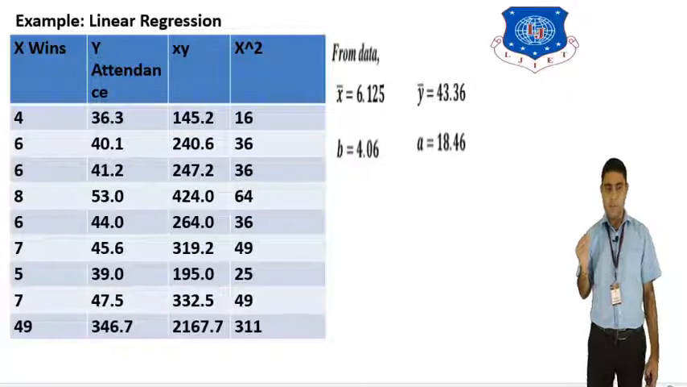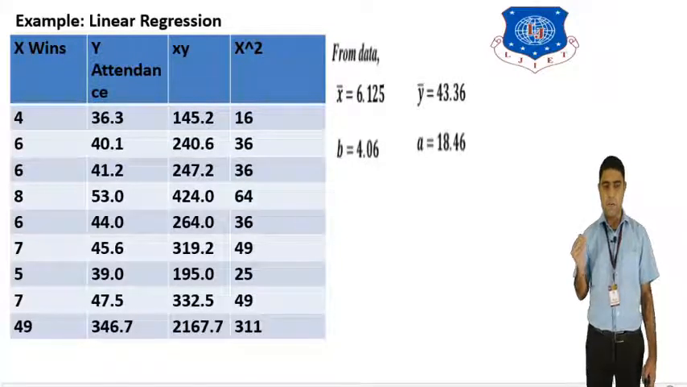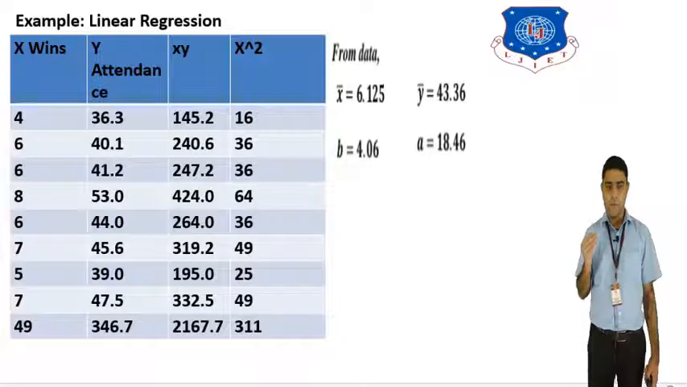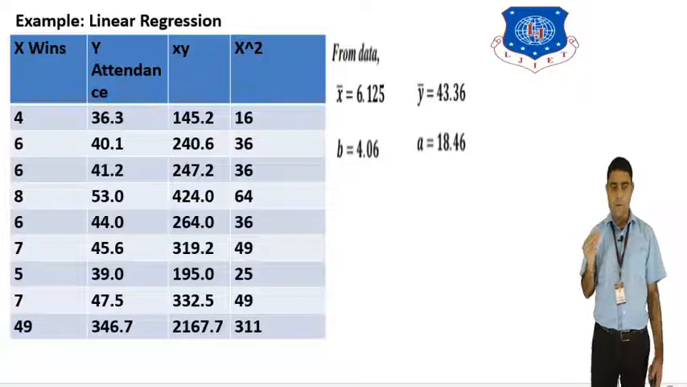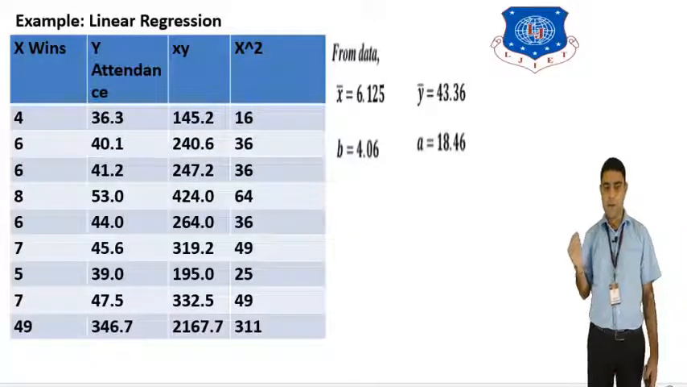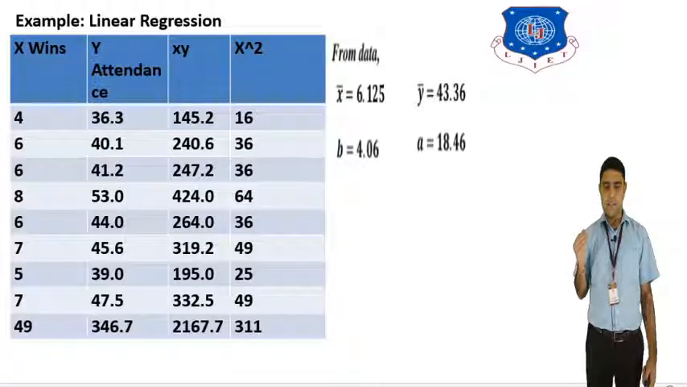For 8, 53, if we multiply 53 into 8, we will get 424 and x square value is 64. For again 6, if we multiply 44, then we will get 264 and x square value is 36. For 7, 45.6 multiplied by 7, then we will get 319.2 and x square value is 49. For 5, 39 multiplied by 5, that is 195 and x square value is 25. For 7, 47.5, that is 332.5 and x square value is 49. So summation of x is 49, summation of y is 346.7, xy is 2167.7 and x square value is 311.